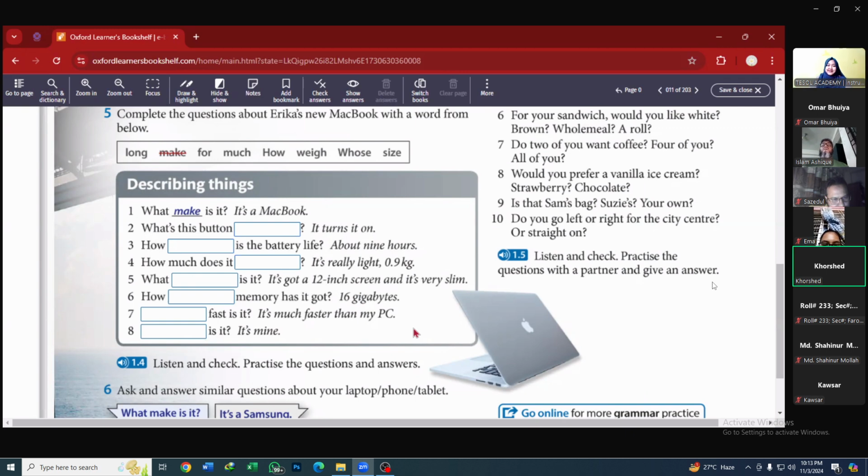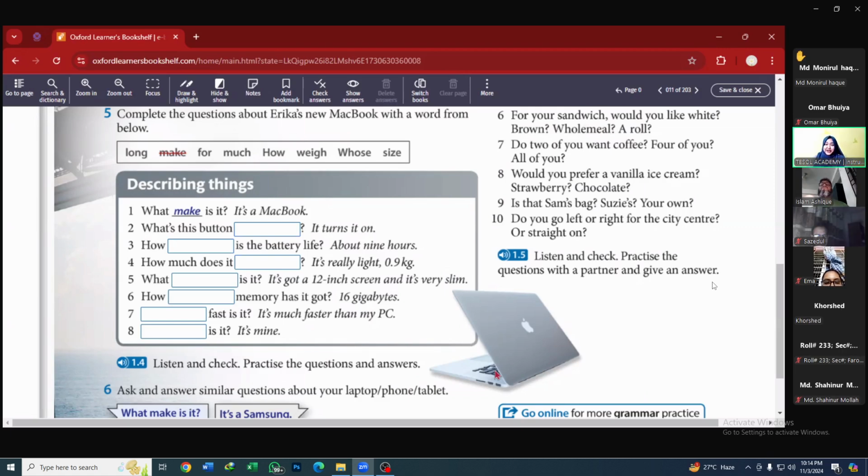How long fast is it? No. We do not start any question with long. Can we? No. We use long to describe something. Can anyone answer this? Mr. Kausar, can you answer number 7? How fast is it? Very good, Mr. Kausar. Well tried, Mr. Khurshid. So it's much faster than my PC.